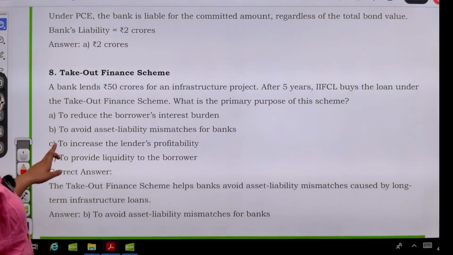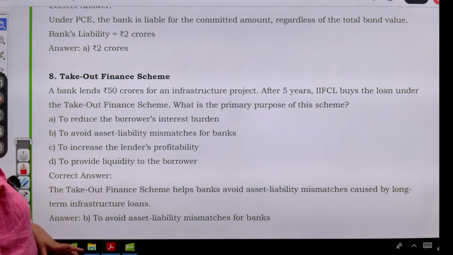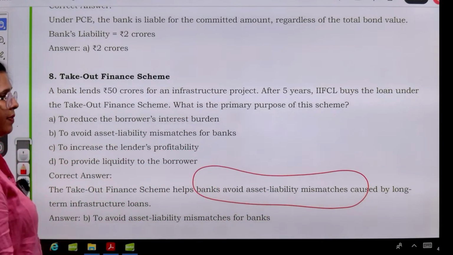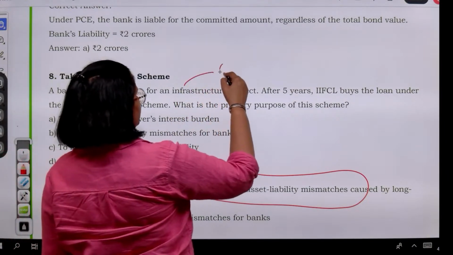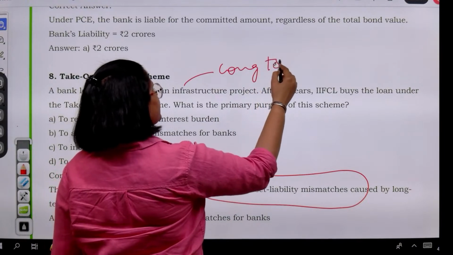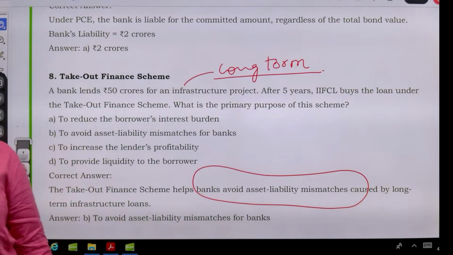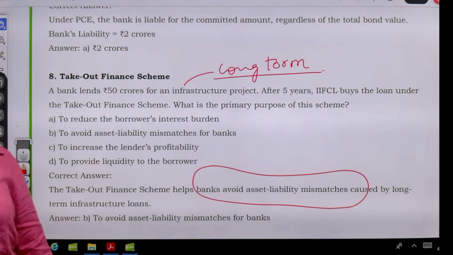Now next we have takeout financing. So a bank lends 50 crores for an infrastructure project. After 5 years, IIFCL buys the loan under the takeout financing. What is the primary purpose? See, takeout financing helps in the asset liability mismatches, right, for the banks, and that is why these infrastructure projects, they are for long term, and the deposits that the bank has are for short term. So in order to remove this anomaly, IIFCL has bought this, and this is called takeout financing. So it is beneficial in that particular scenario.